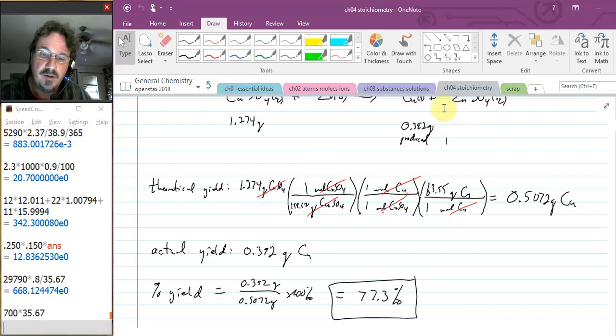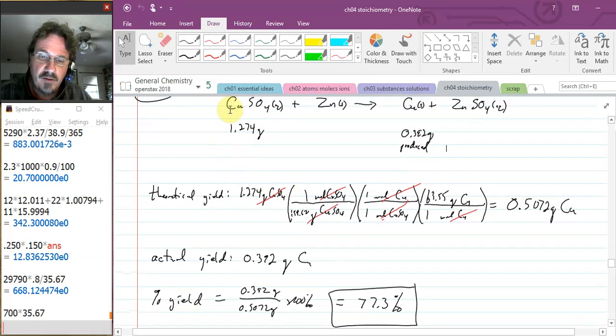All right, so theoretical yield. This is stoichiometry. I've got 1.274 grams of the copper sulfate. Convert to moles. Go from one thing to another using the balanced reaction, which turns out to be just bunches of ones in this case. Go back to grams. 0.5072 grams of copper. All right, so I've done my stoichiometry calculation. I've predicted I should be able to get 0.5072 grams of copper metal. Of course, I only got 0.392 actually. This is my theoretical. This is my actual.